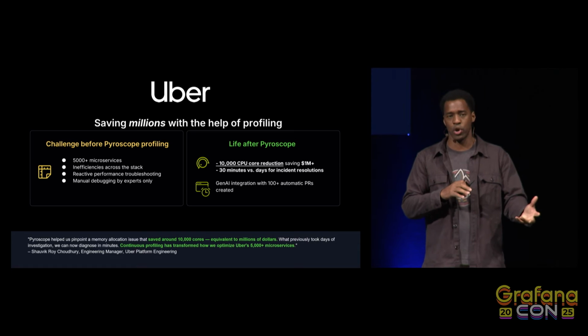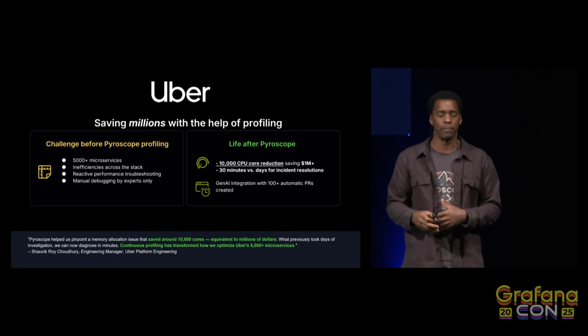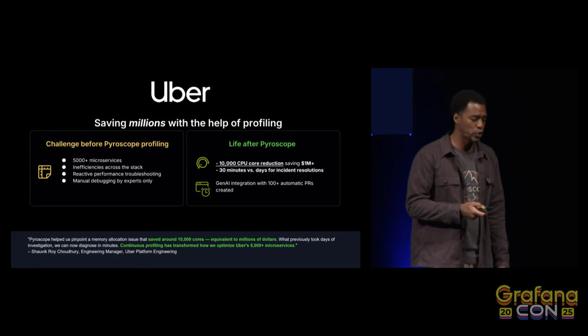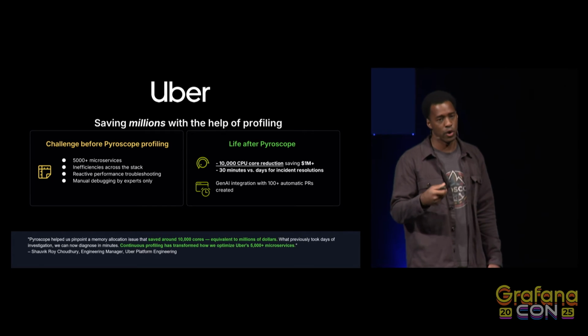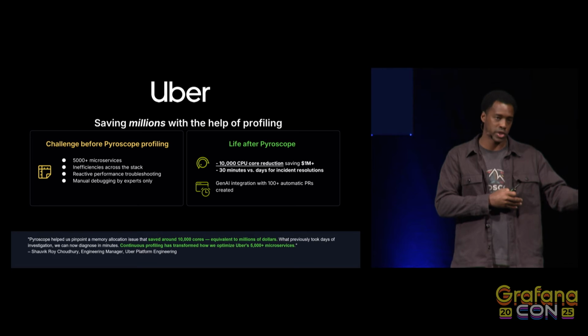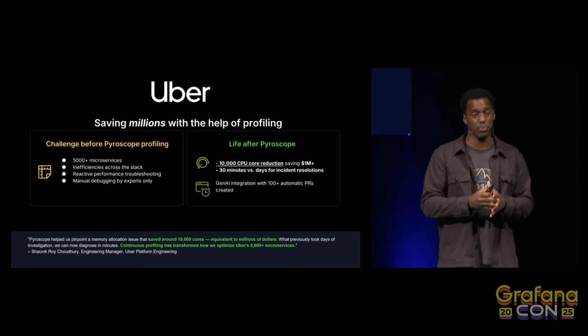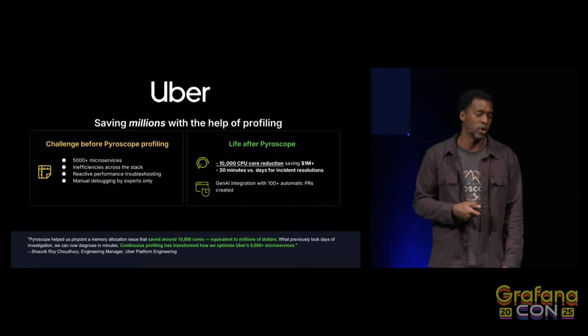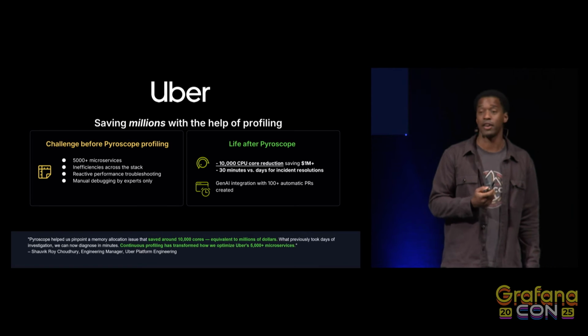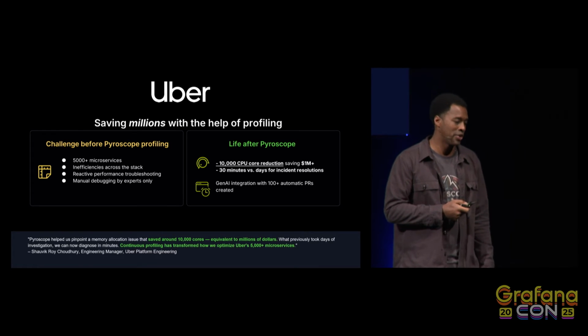They were focused more on the cost side. People here, I think, are very familiar with Uber, and basically they were able to use profiling to decrease the amount of cores that they had. They deployed it across their entire infrastructure and were able to cut out over 10,000 cores, saving a lot of money on their infrastructure.